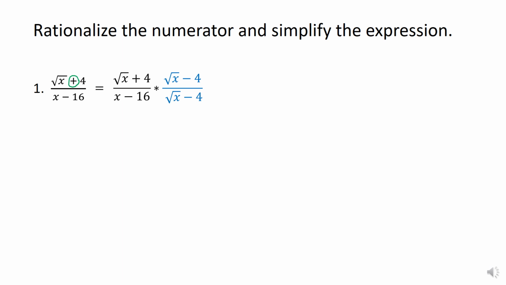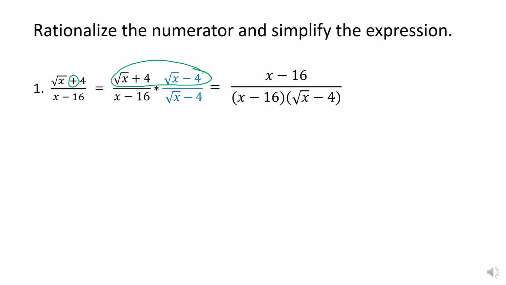Now remember, we only want to multiply out what we are trying to rationalize. So we're going to FOIL the top to get x minus 16, and we're going to leave our denominator as x minus 16 times root x minus 4. Notice that x minus 16 in the top and bottom cancel, leaving us with 1 over root x minus 4.